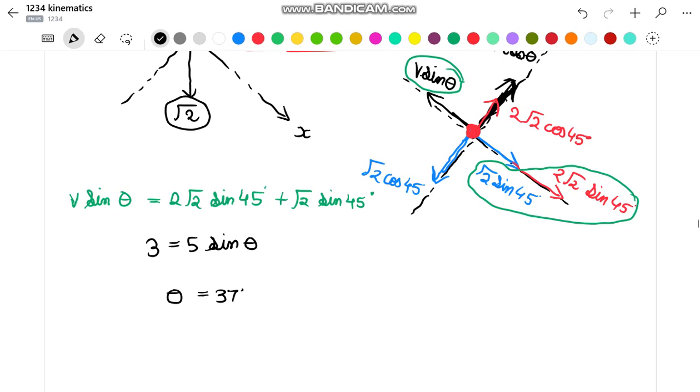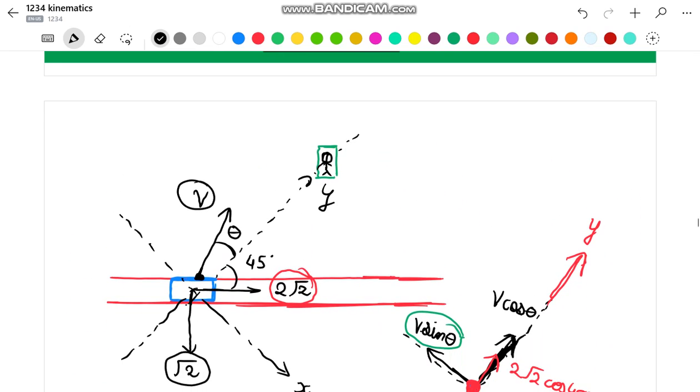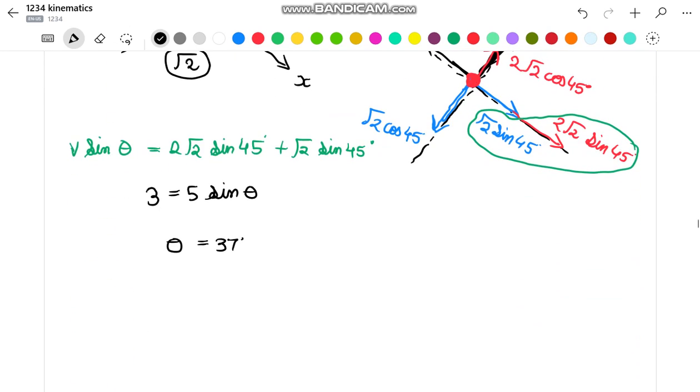But since we have to find the angle with the horizontal, we can say that the angle made by the arrow with the horizontal is 45 degree plus theta. So our final answer has to be, with the horizontal the angle will be alpha, which is equal to 45 degree plus theta, which is equal to 82 degrees. This is our final desired result.